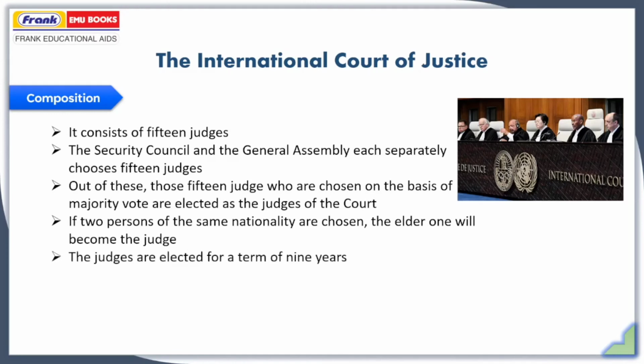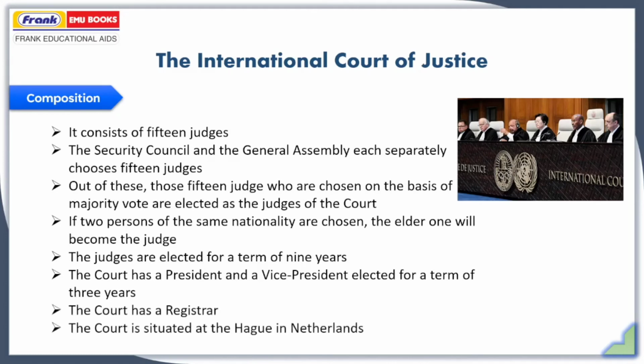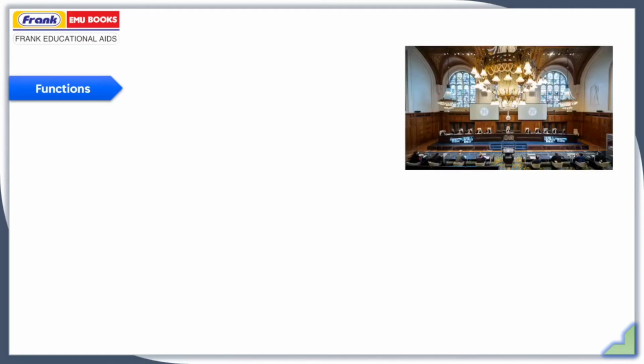The judges are elected for a term of 9 years. The court has a president and a vice president elected for a term of 3 years. The court has a registrar also. The court is situated at The Hague in the Netherlands, and it is the only principal organ of the United Nations whose headquarters is situated outside of the United States of America.